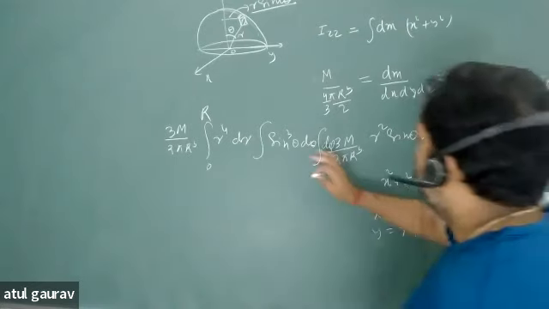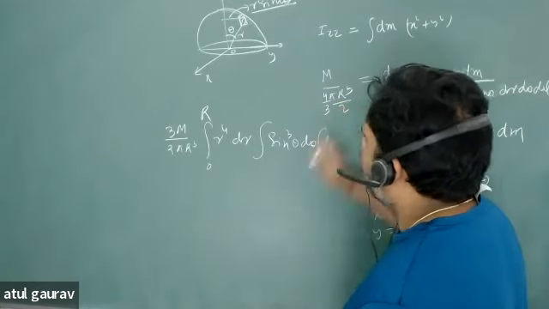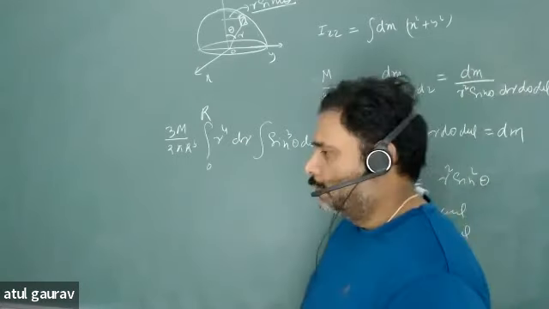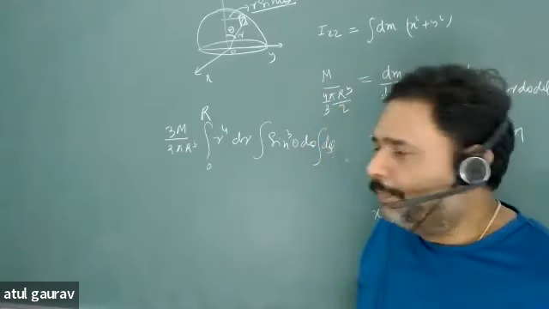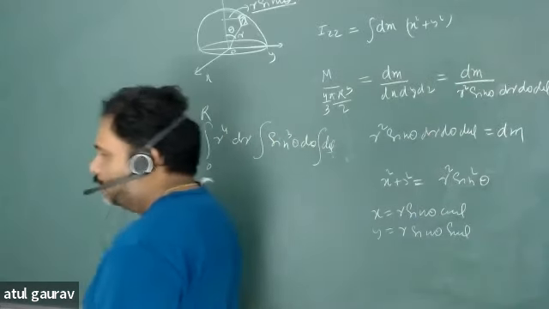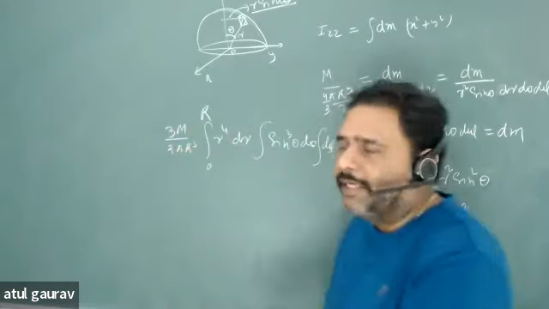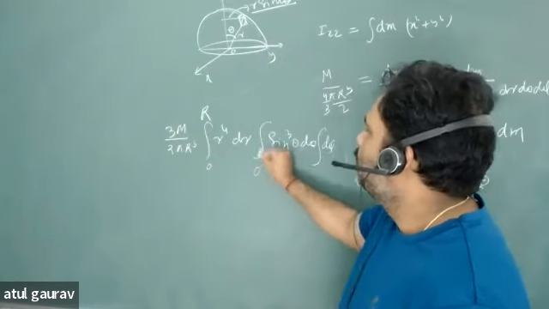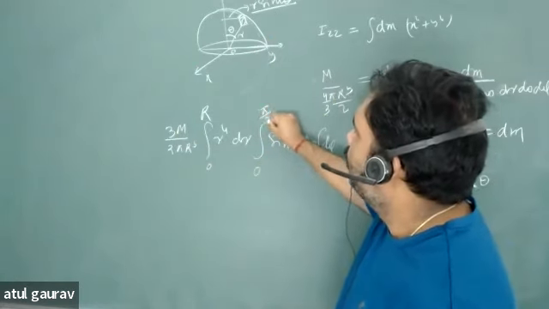Let's see, the value of sin theta goes from where to where? What is the value of theta? 0 to pi. And phi? Pi by 2. This is a hemisphere. 0 to pi when you go for a sphere, isn't it? So that is 0 to pi by 2.